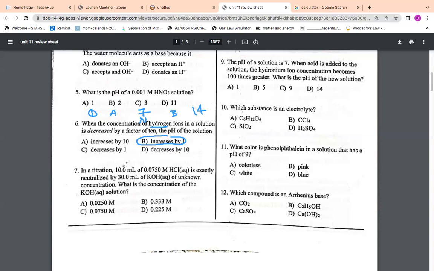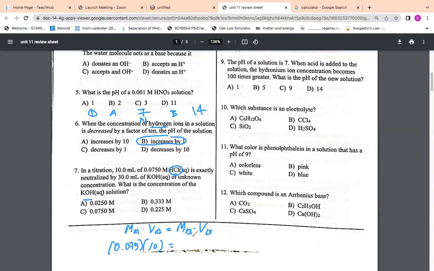Number 7, in a titration, we have all of this information about hydrochloric acid and potassium hydroxide, and we want to know what is the concentration of the base. So again, we're going to use that M sub A times V sub A equals M sub B times V sub B. And when I say sub, I mean subscript. Okay, so we're just going to plug everything in. So I see here, we're talking about hydrochloric acid, so that's my acid. So my volume is 10. My concentration is 0.075.